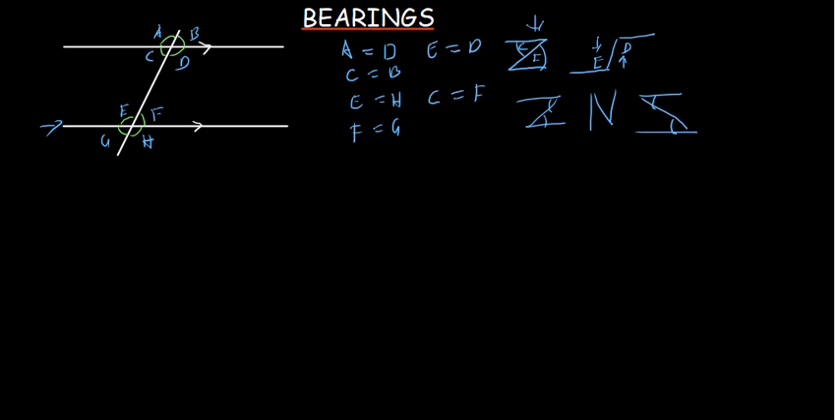Then which other one can also help us? We are also going to say angle F plus D is equal to 180. So meaning even C plus E is also equal to 180 degrees.